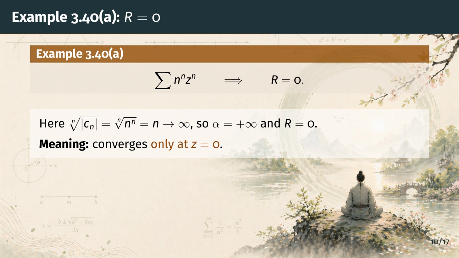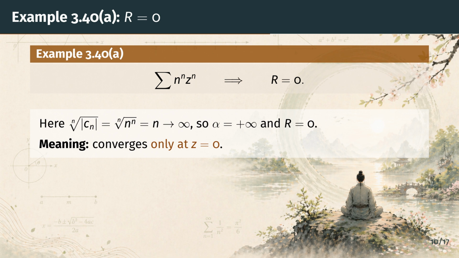Our first example is the series with coefficients n to the n. Here the nth root of the absolute value of the coefficient is the nth root of n to the n, which is just n. As n grows, that runs off to infinity. So alpha is infinite and the radius r is 0. The meaning is that this power series converges only at the single point z equals 0 and nowhere else. The coefficients grow far too fast for any non-zero z to be tamed.